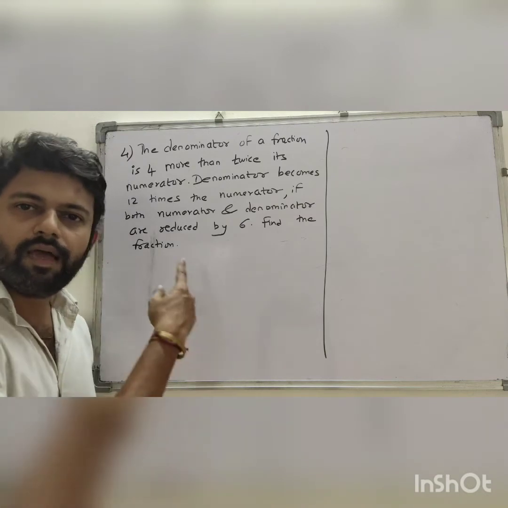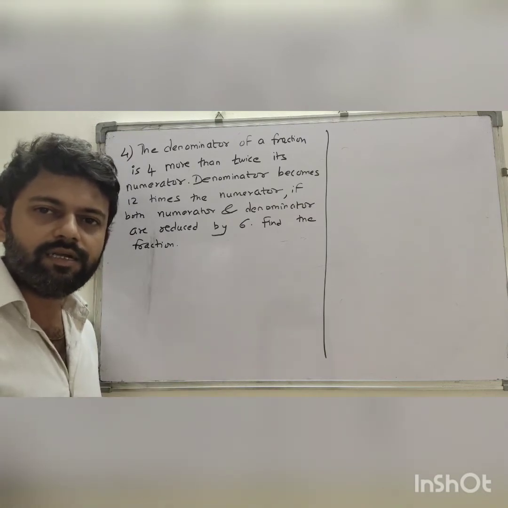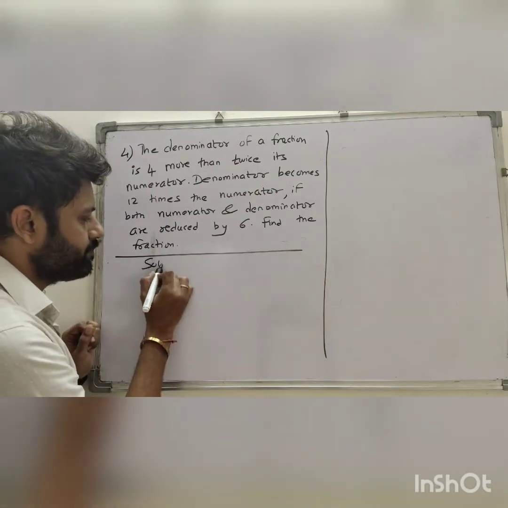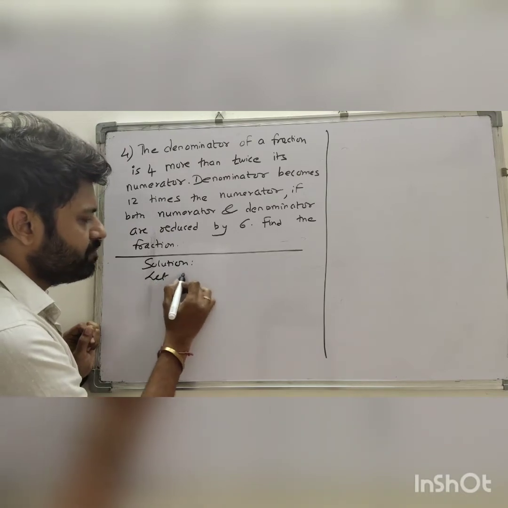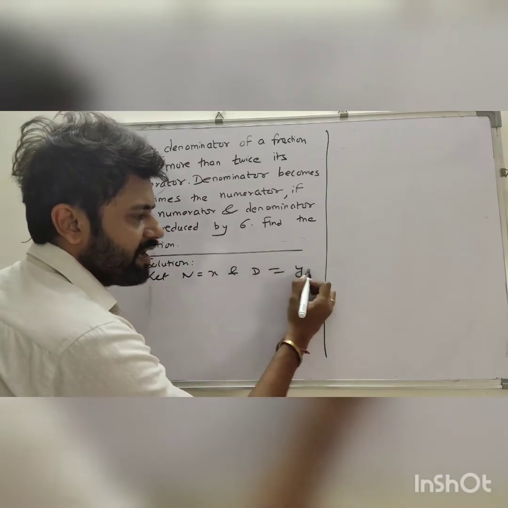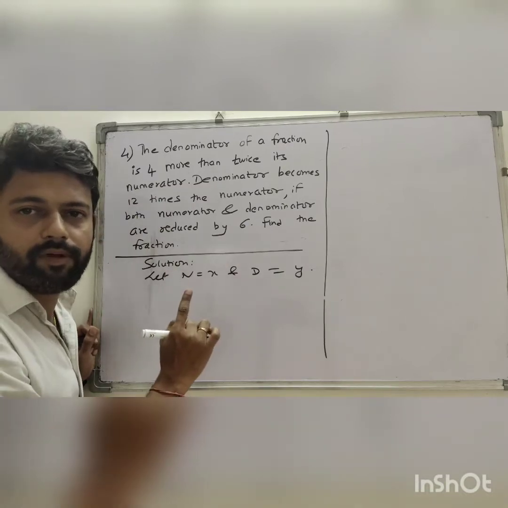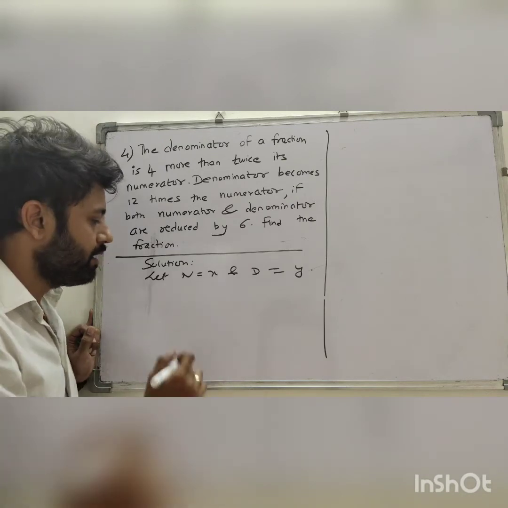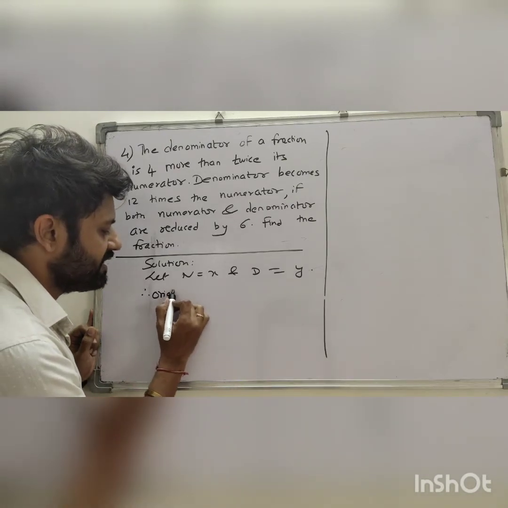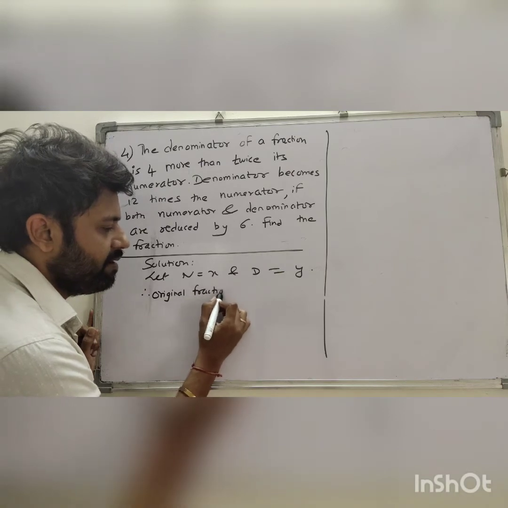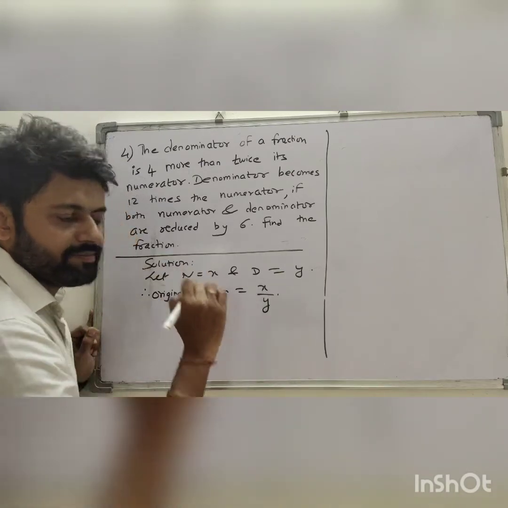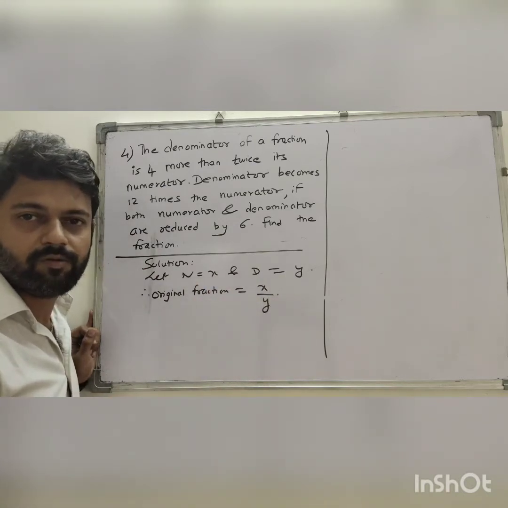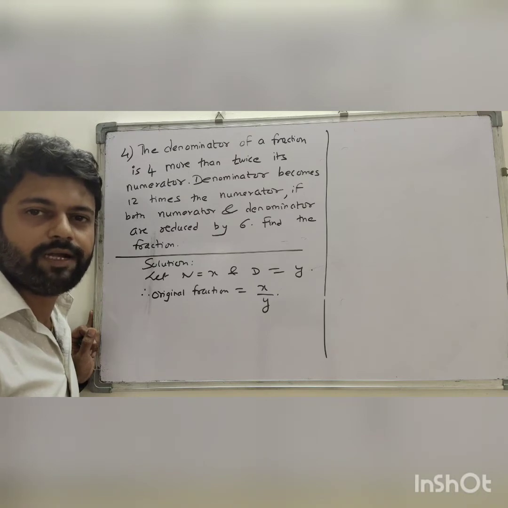The fourth sum. As you can see, it is based on numerator and denominator. Without thinking much, let us assume numerator as x and denominator as y. Remember, you have to write the full form in your solution when you appear in any test. Therefore, original fraction will be equal to x upon y. These are the assumptions you have to compulsorily make when you see a sum of numerator and denominator.